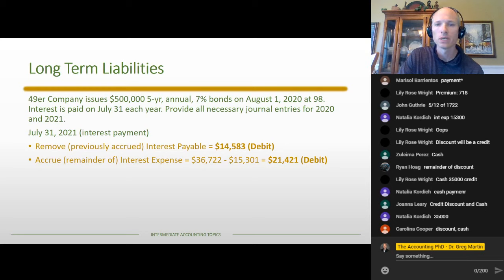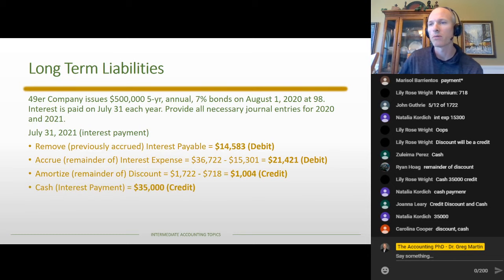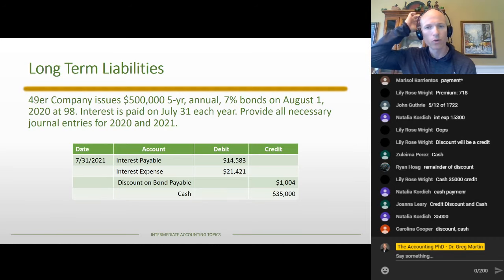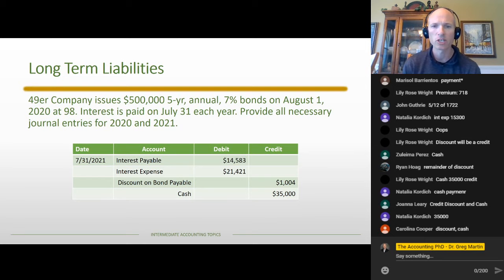This is good. So we do have to amortize the remainder of the discount, 1722 minus 718, which is $1,004 for the credit. And of course the cash payment, which is the $35,000 credit. And so there's our journal entry, 14,583, 21,421. Of course we just calculated those. And then we have the amortization of the discount and the cash payment.